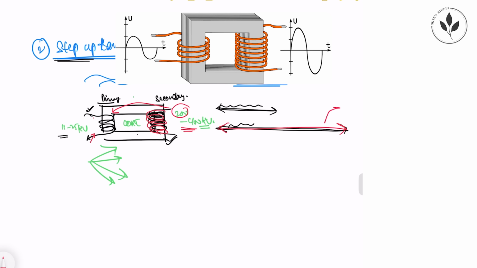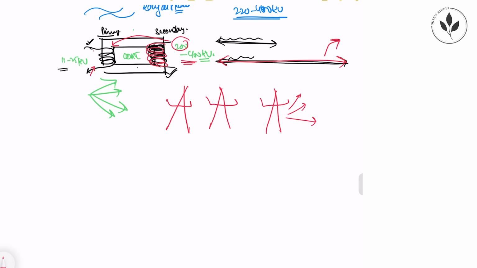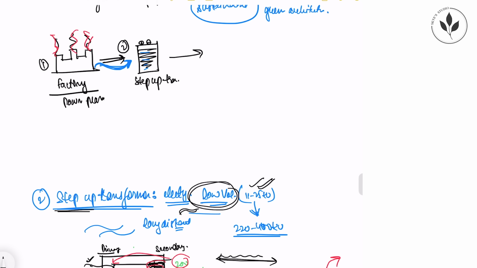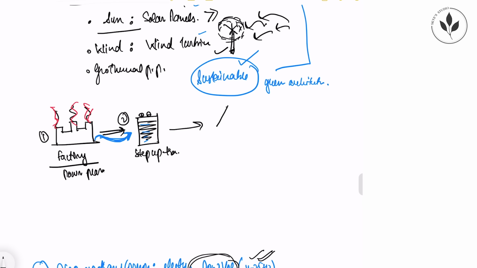So now, from this level, when we have stepped up our electricity, we'll transmit this electricity through antennas towards our main city, and then it will be distributed to residential areas and commercial areas separately after sending them to step down transformers. So the next step becomes transmission lines. So after this, the electricity will be transmitted through big antennas to our step down transformers.